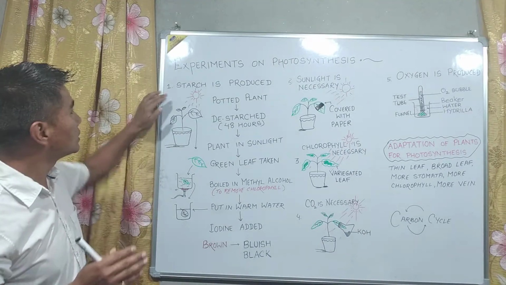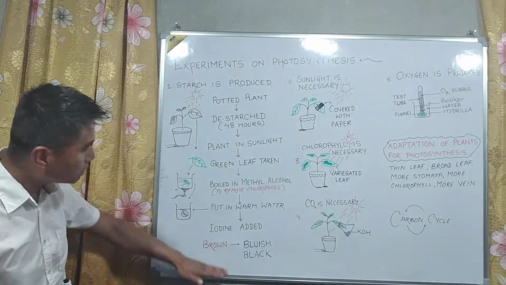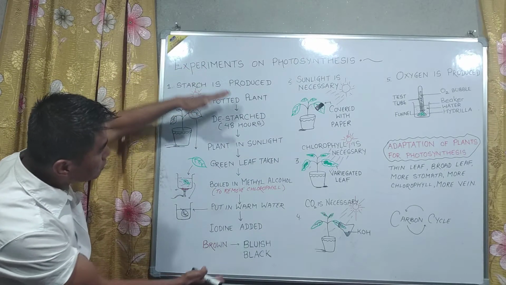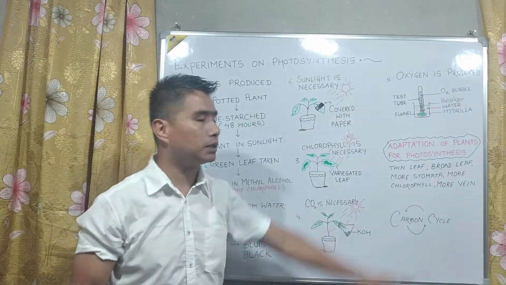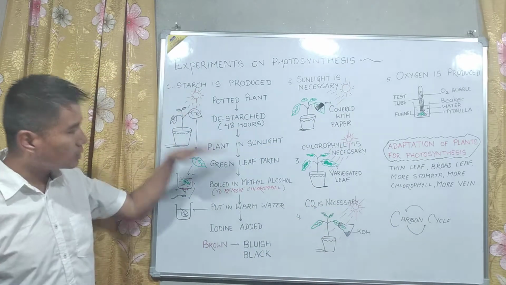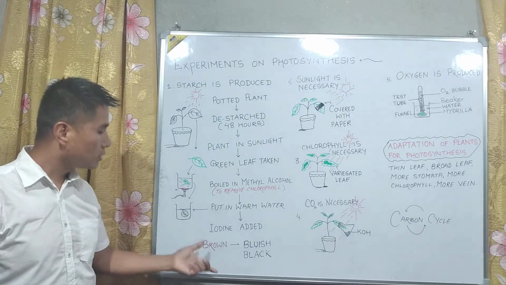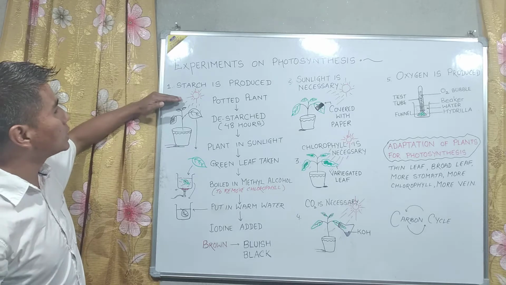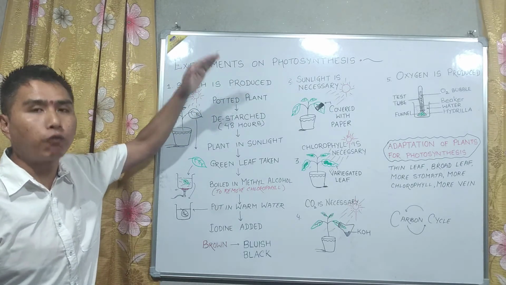So this is experiment number one, and I have written it in a flow chart, and you have to remember these steps. Once you remember these steps, all the other experiments will follow the same steps. Only a few things will be changed, the rest will be the same. So experiment number one: starch is produced as the end product of photosynthesis.